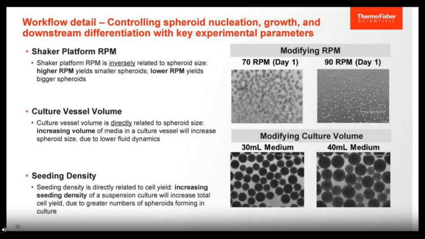In a similar fashion, as I mentioned how the shear force is important to the spheroid size on the previous slides, culture vessel volume will also affect the spheroid size, and it's directly related. So at 30 mL of media in the shake flask, the spheroids will be smaller than grown at 40 mL of media. Lastly, seeding density is another variable. By increasing the seeding density, you'll obtain a greater number of spheroids in your suspension culture. But it's important not to increase seeding density too high, as with more spheroids forming and expanding in suspension, the media will also be consumed at a much more rapid pace.